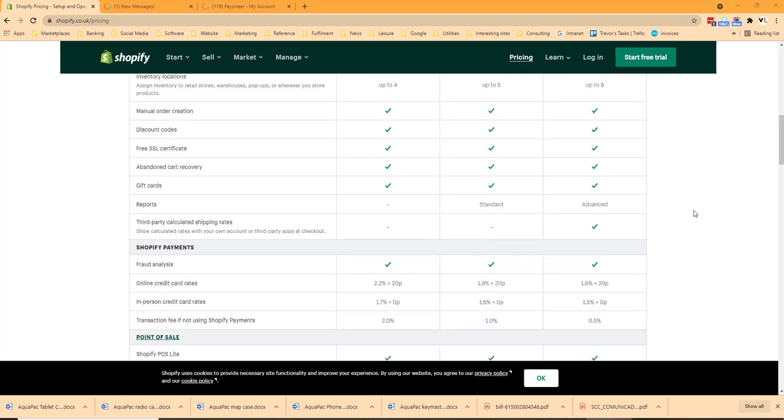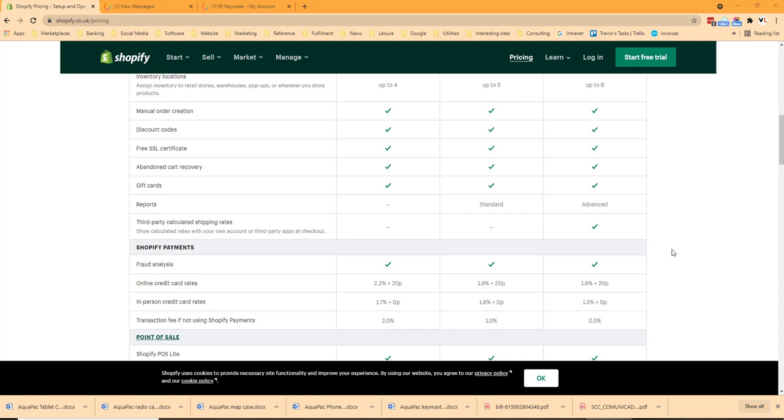Advanced and Shopify will give a high level of report, which will give you more insight into your sales. Only the advanced Shopify will allow you to use third-party apps to calculate shipping rates. So if, for example, you want to set a shipping rate by a category, or if you want to set a shipping rate based on a particular product, then you can only do that via the advanced Shopify tier.